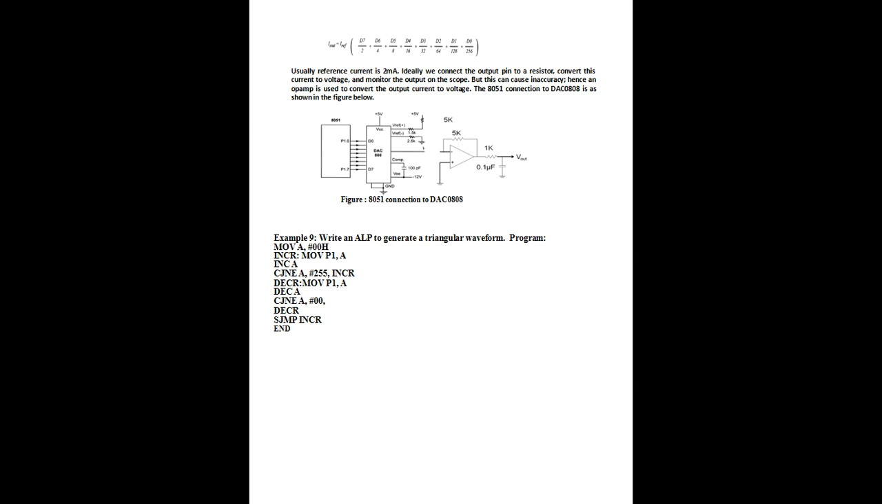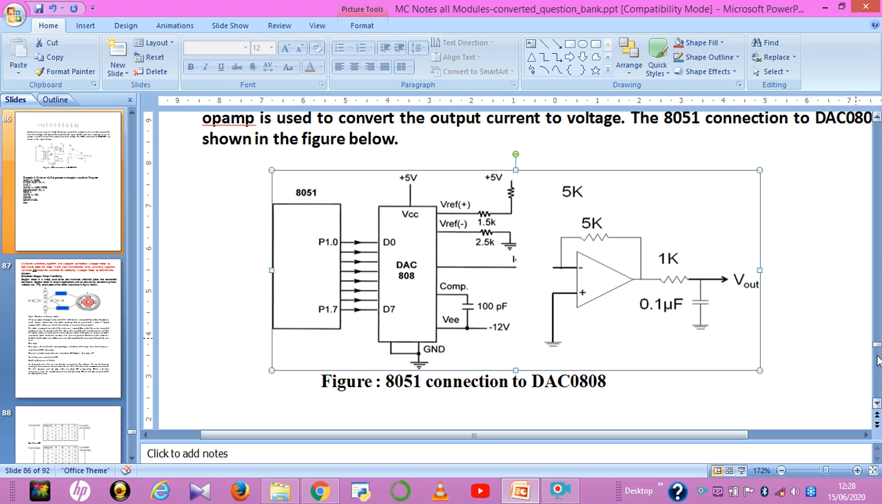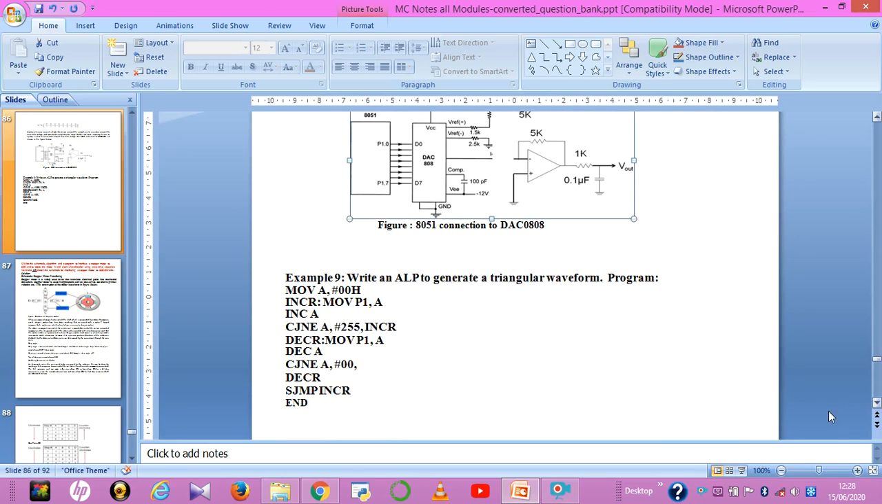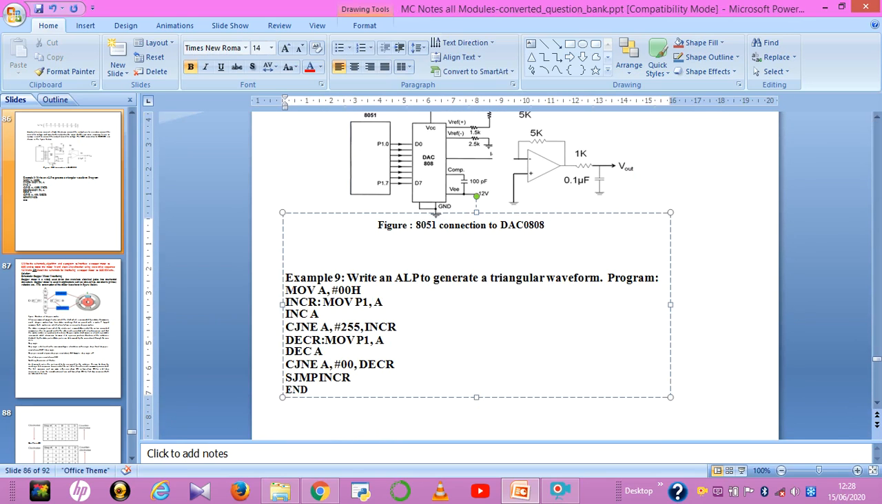Now decrement: MOV P1, A. Once A reaches 255, the output goes from 255 to 0. So DEC A, 255 becomes 254, and finally it is compared with 00: CJNE A, #00. The next loop happens here. This is the label, DECR. It will stay in the loop until A becomes 0. After that it does a short jump and repeats like that. Triangular waveforms are generated repeatedly. In this way the generation of the triangular waveform happens.